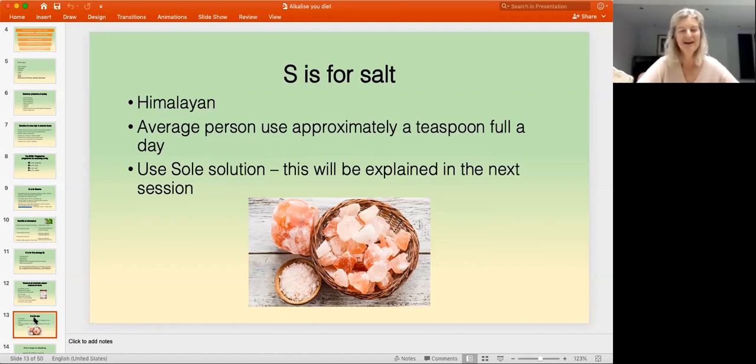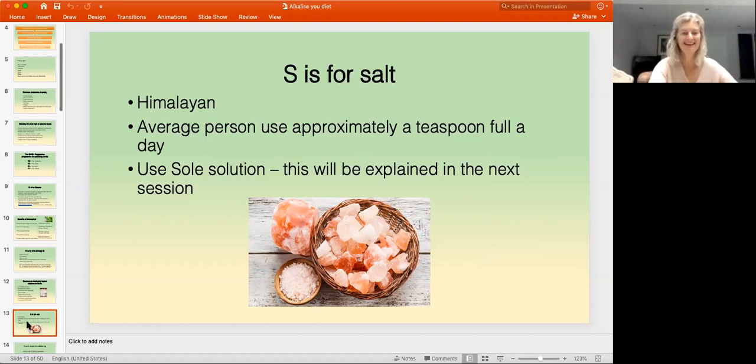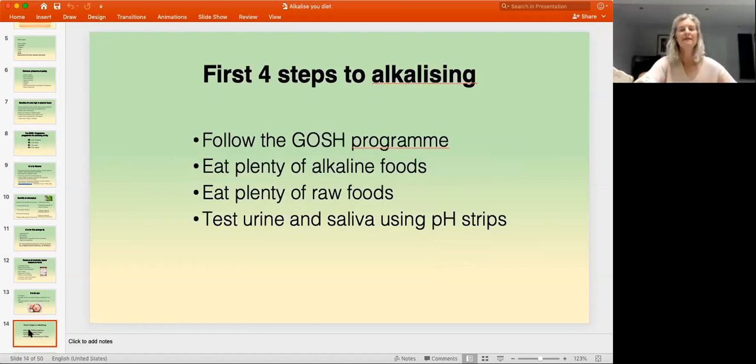An average person needs approximately a teaspoon of salt a day. Obviously, I don't know who's average and who's not, but I know I am, because I had a DNA food test a few years back, and it told me I needed 5 grams of salt a day, so I was very happy about that. There is a solution that we can use, and we will cover that in another session, and that's called Sole. So that's your salt.